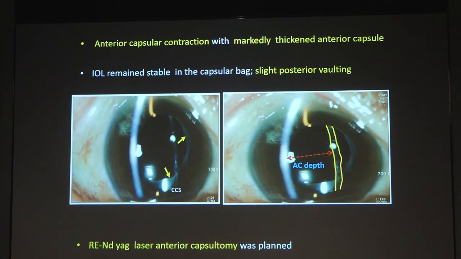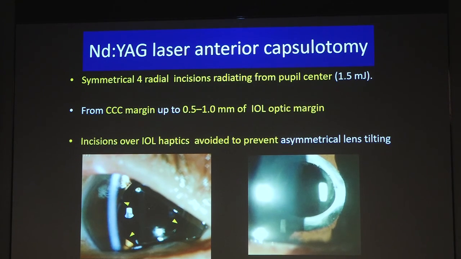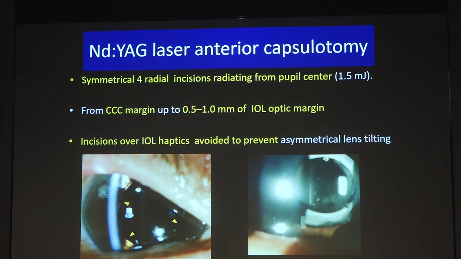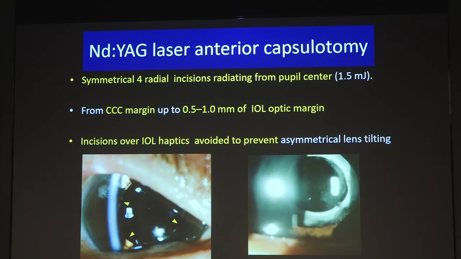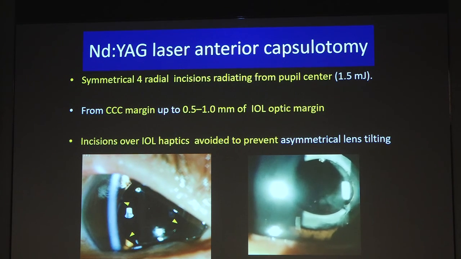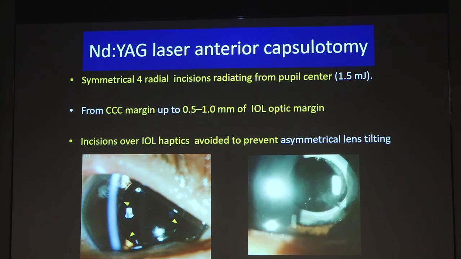Here is a patient with anterior capsular contracture; you can see a markedly thickened anterior capsule. There will be a posterior vault, which causes an increase in AC depth. A simple treatment like Nd:YAG laser to the anterior capsule sometimes brings about relaxation of the capsule. From the capsular marginal edge, you can apply the Nd:YAG laser for 0.5 to 1 mm of the IOL optic. From that, you should give relaxing incisions, which relax the capsular contracture and bring relief. The only thing is, incisions over the IOL optic and haptics should be avoided, because sometimes they can cause an asymmetrical lens tilt.